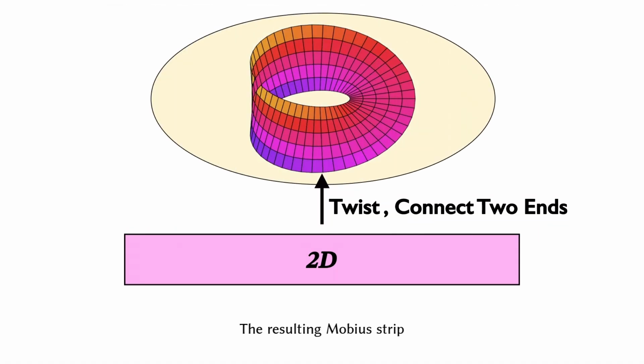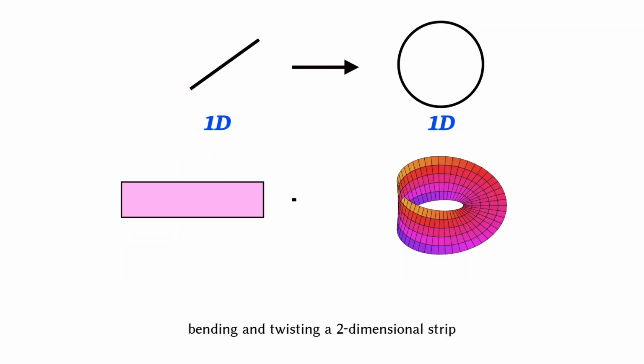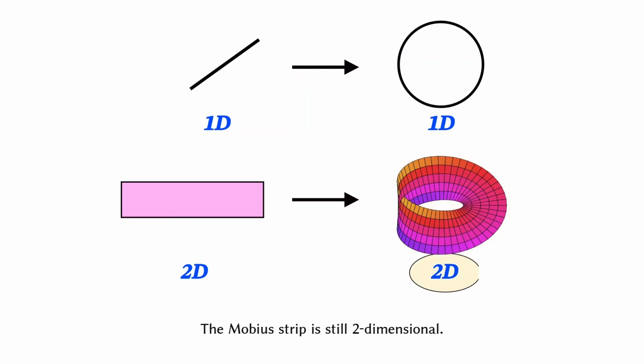The resulting Mobius strip is bent in three-dimensional space. But just as bending a line into a circle doesn't change its dimension, bending and twisting a two-dimensional strip doesn't make it three-dimensional. The Mobius strip is still two-dimensional.